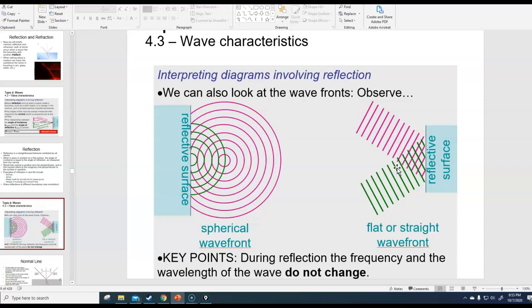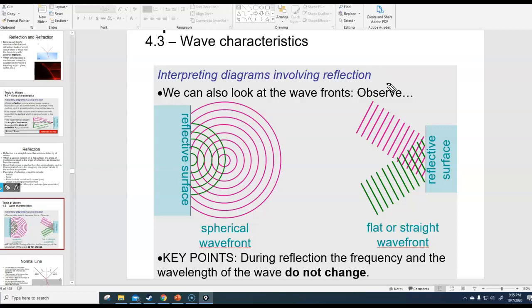Okay, now one more key point before we end this video is to keep in mind that during reflection, the frequency and the wavelength of the wave do not change. Okay, as we'll see in the next video when we talk about refraction, that's not the case with refraction. Now how would you be able to tell if the wavelength changed based off of the wavefronts? Well, remember, the wavefronts of a wave represent where the crests or the compressions of the wave are.